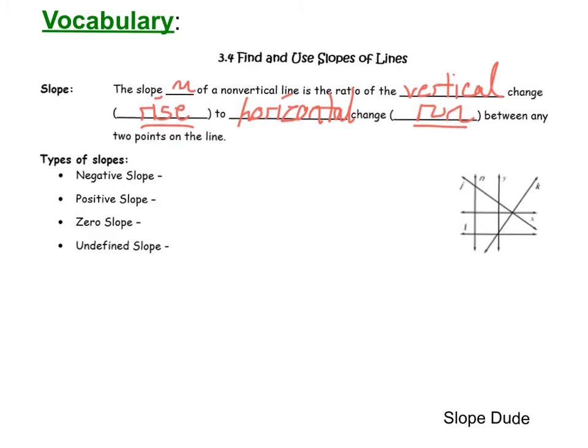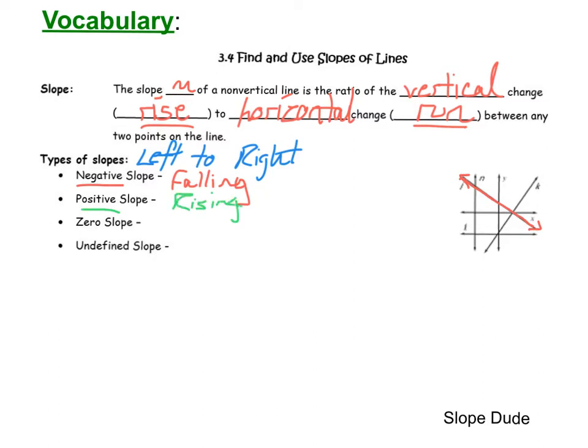And then let's think about the different types of slopes that we can have. Looking at my graph, I'm going from left to right. If it's a negative slope, then it's going to be falling. So in my graph off to the right, it would be line J that has a negative slope. It's falling when I go from left to right. Positive slope would be rising, going from left to right. In this case, it looks like line K would have a positive slope.